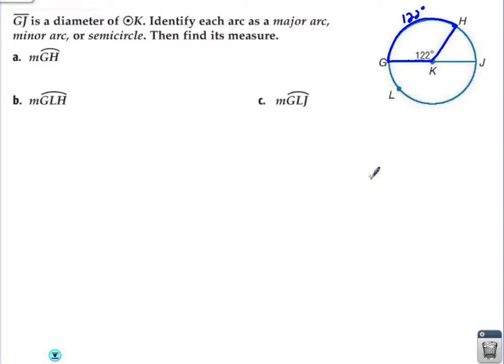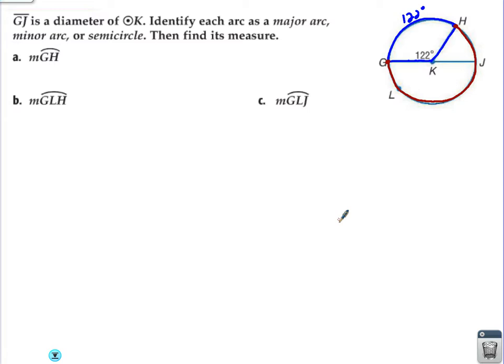Dylan B. GLH. Let's do it in a different color here. GLH. Dylan, is that a major or a minor arc? That's major. It's bigger than 180. Everybody good there? How in the world are we going to find the measure of that?